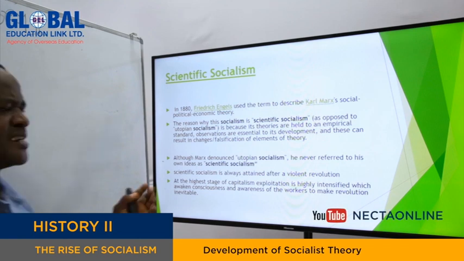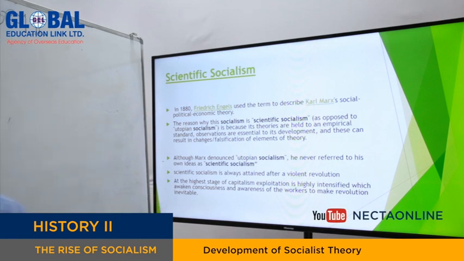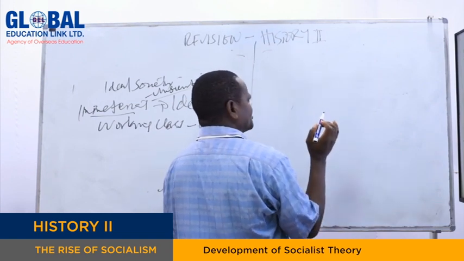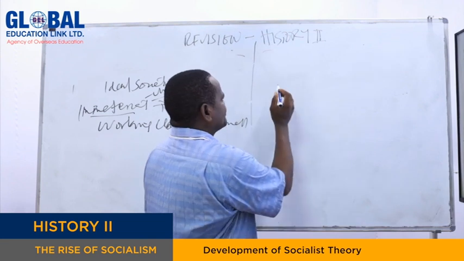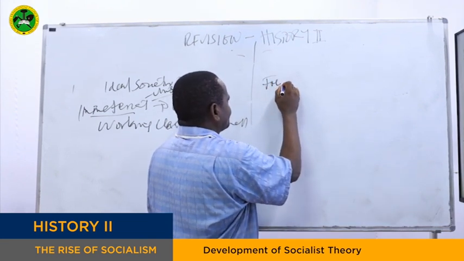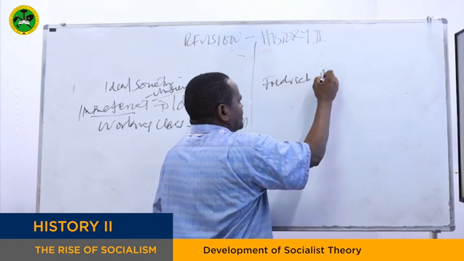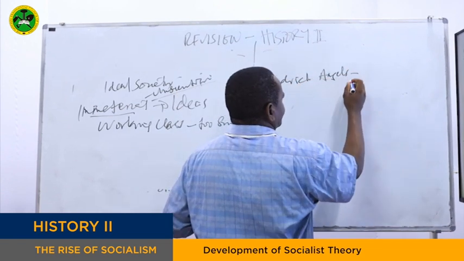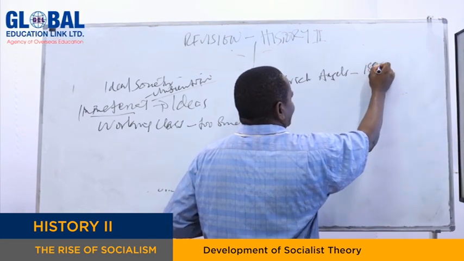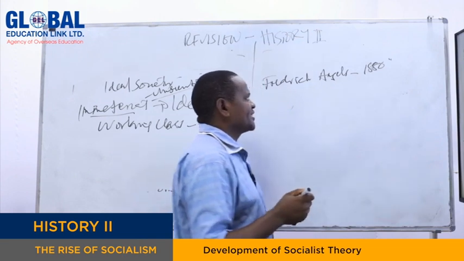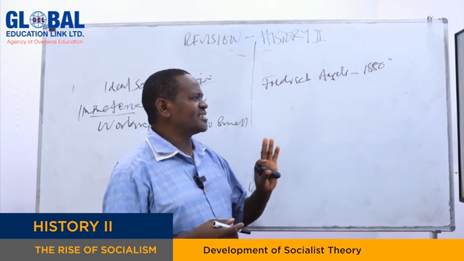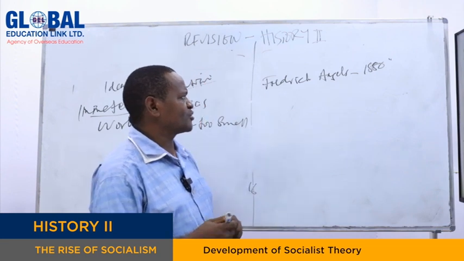Scientific socialism. The word scientific socialism was not used by Karl Marx from the very beginning. Marx never used the word scientific socialism. This word was in fact first used by Friedrich Engels. Friedrich Engels used this word in 1880 to describe the kind of socialism he built with Karl Marx, to distinguish their socialism from utopian socialism.